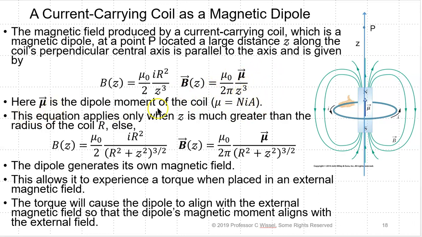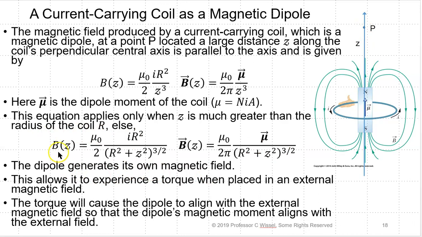Vector mu is the dipole moment of the coil, and mu equals NIA, where N is the number of turns in the coil, I is the current in the turns, and A is the area. This equation applies only when Z is much greater than the radius of the coil. In other words, you're far away from this.